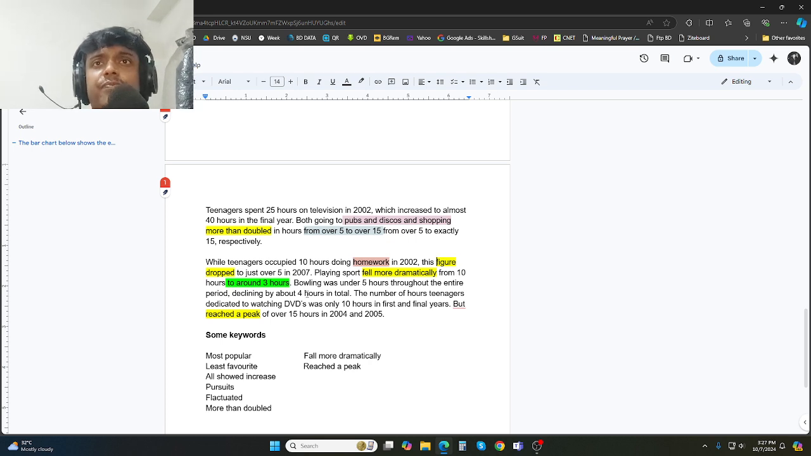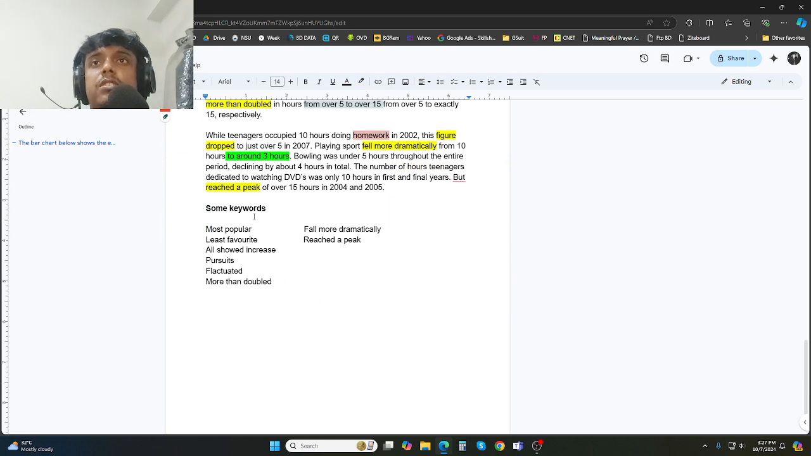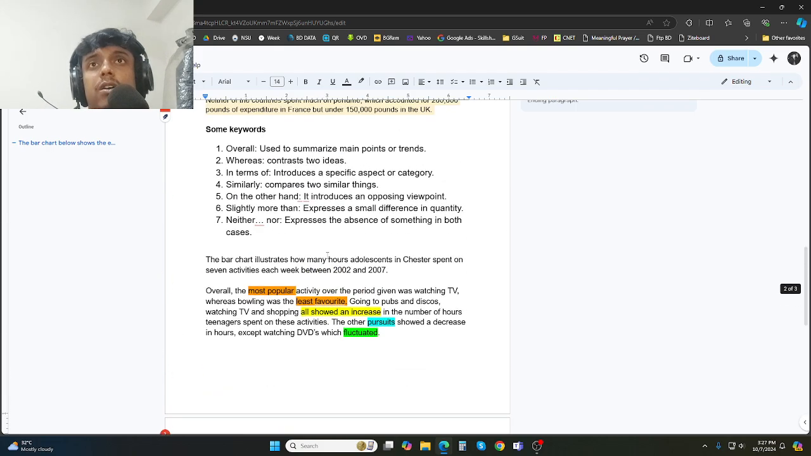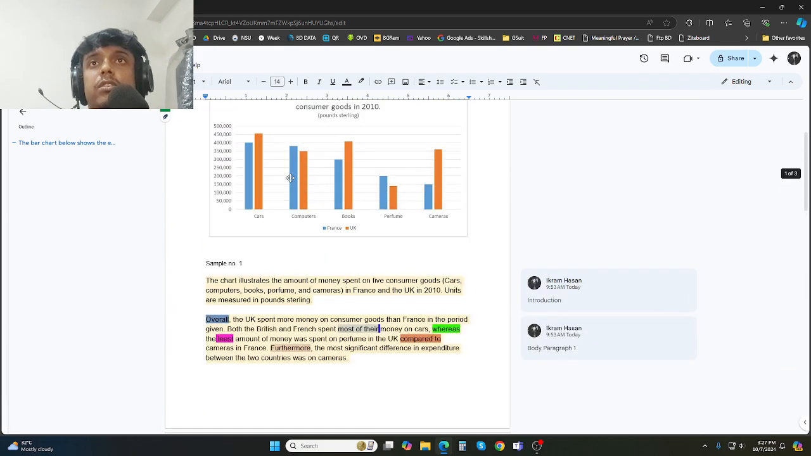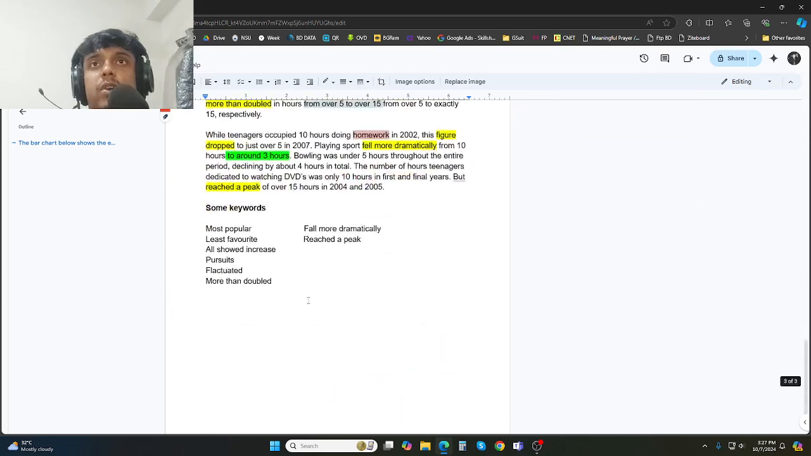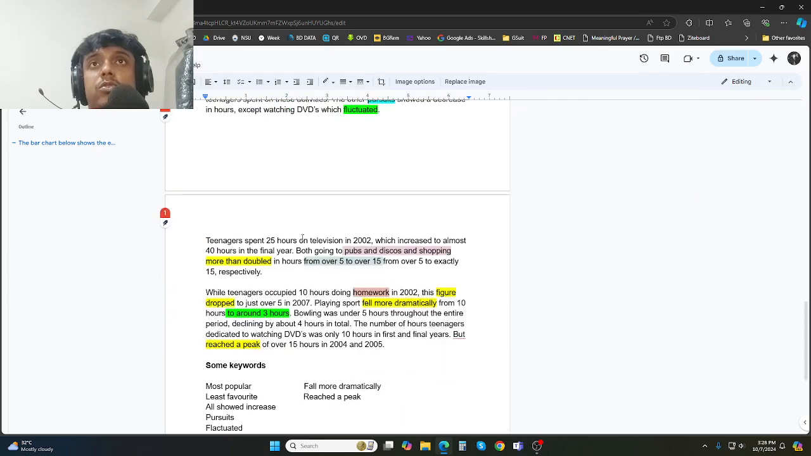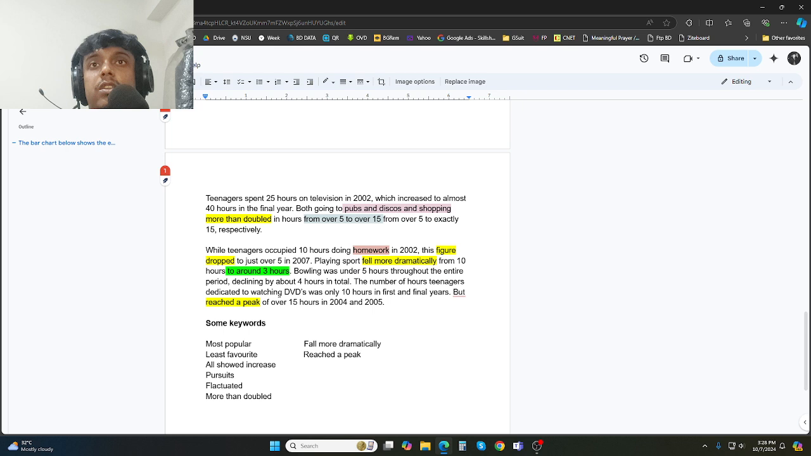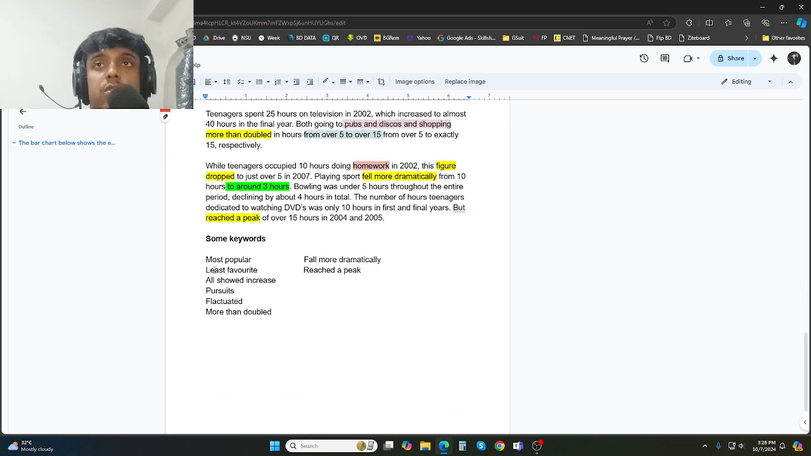Then also to show an increase, we are using reached a peak. So these are the phrases or keywords we will be needing to express or to write a report on these charts. And it's quite easy if you grasp most of the increase and decrease words given over here, you will be able to construct your own paragraph if we already know these words.